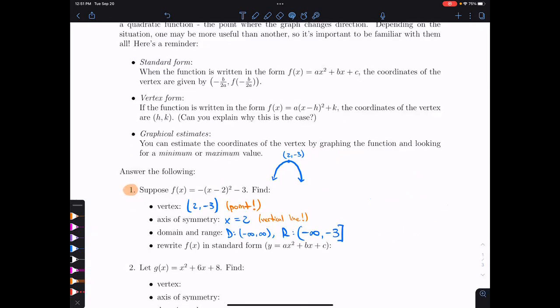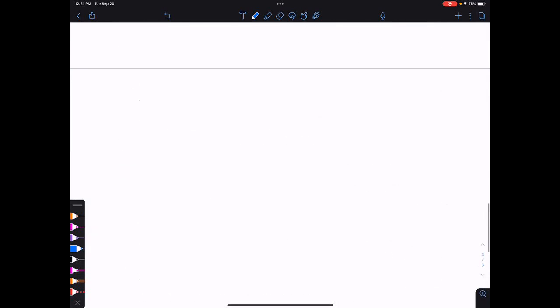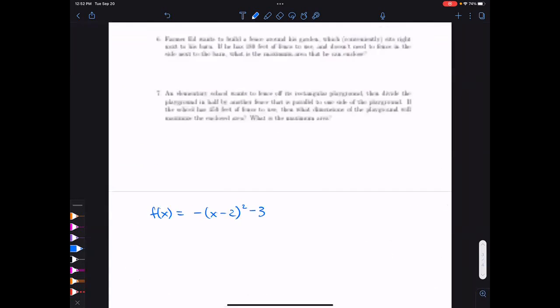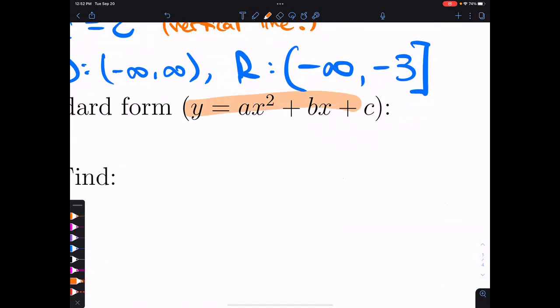All right. Now this part about rewriting. What we're trying to do is take this and rewrite it in what we call the standard form, which looks like this. We'll talk some more about why and when we use these two things in a minute, but y equals ax squared plus bx plus c.